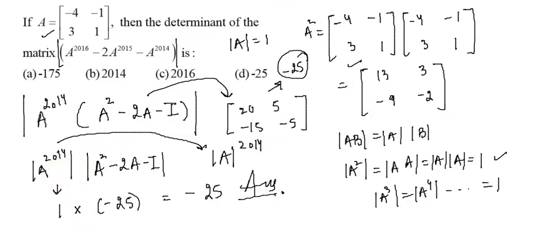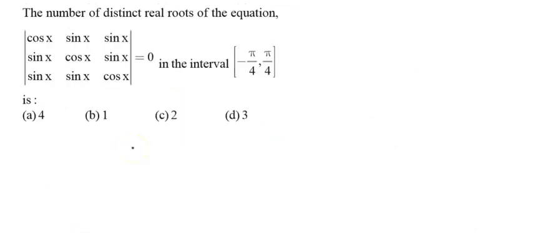Let's move on to the next question. Next question is, it is given that we have to find the number of distinct real roots for this equation, and this determinant is given in the interval minus pi by 4 to pi by 4. Let's first solve this determinant.